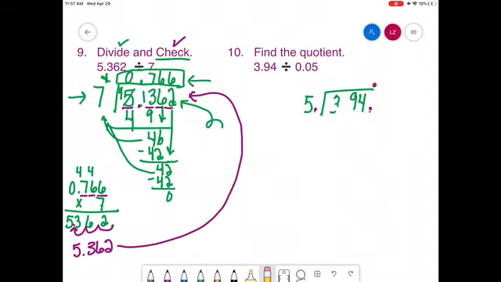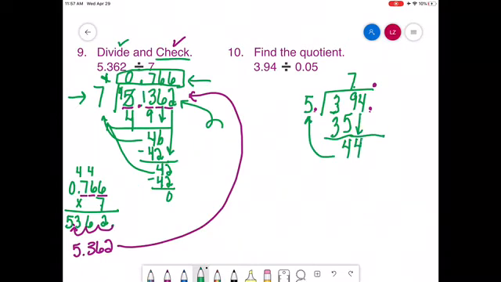Now we have 5 goes into 394. Does 5 go into 3? No. Does 5 go into 39? Yes. How many times? 7. 7 times 5, 35. Remainder of 4. 4 is less than 5, so we did it right.